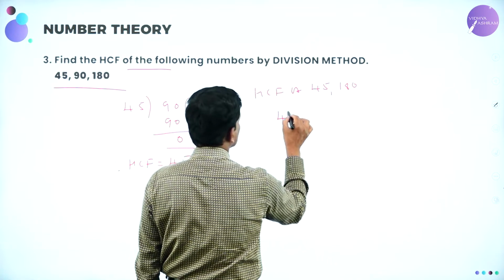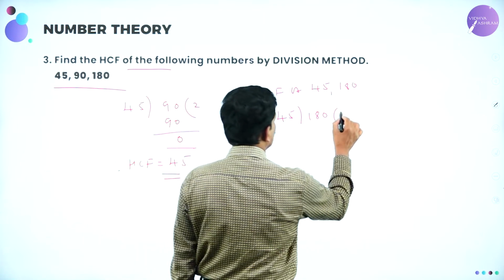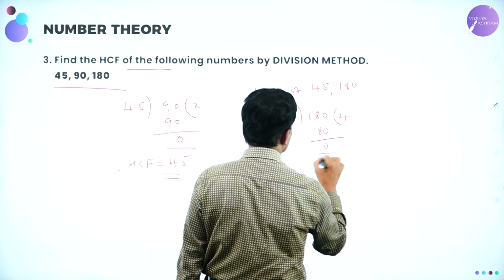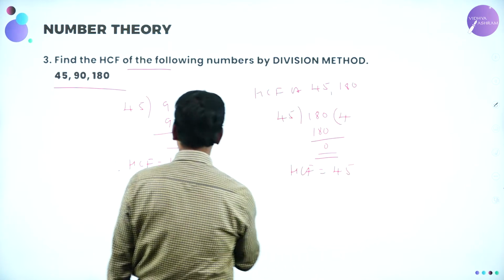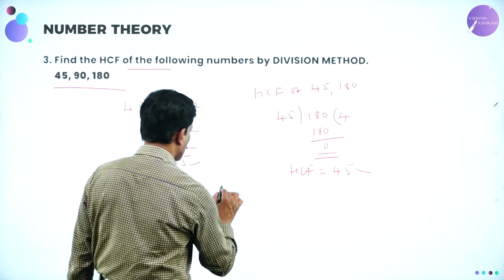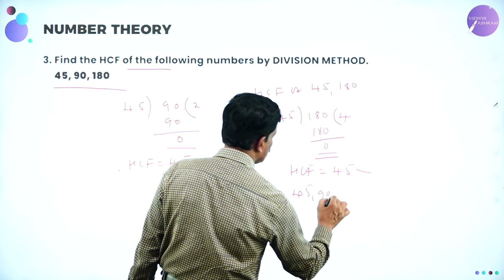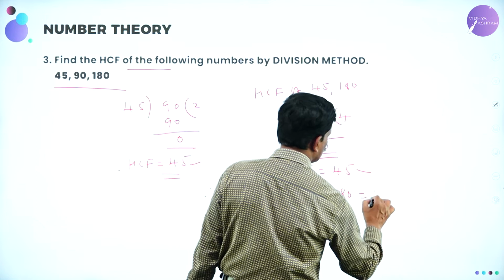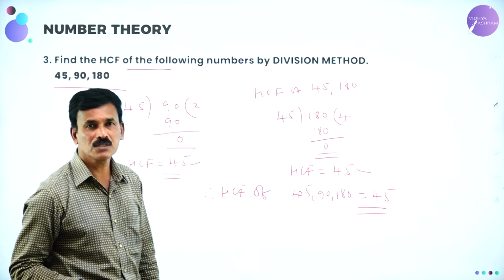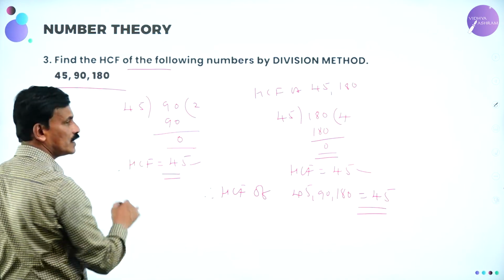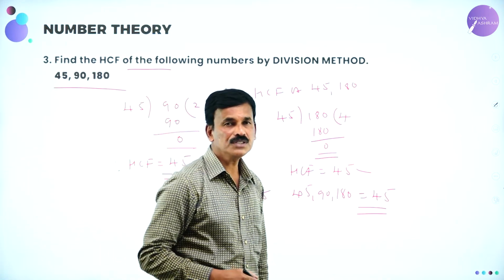Now, find the HCF of 45 and 180. Let us divide 180 by 45. How many times? 45 4s are 180. The remainder is 0. So, here again the HCF of 45 and 180 is 45. Therefore, the highest common factor of 45, 90 and 180 is 45. First find the HCF of 45 and 90, and then that HCF with 180 will give the highest common factor for the three numbers.